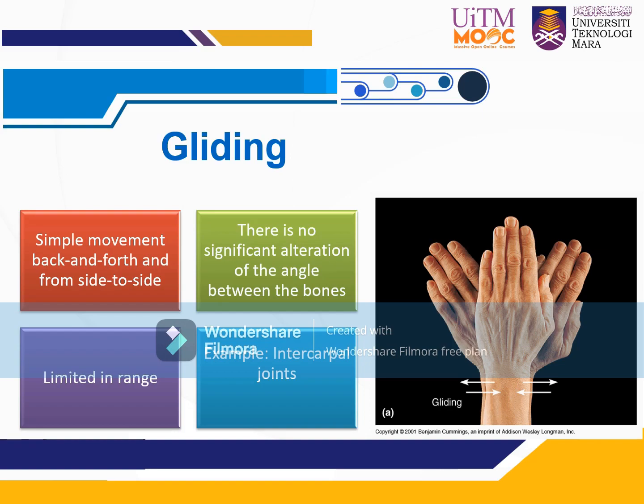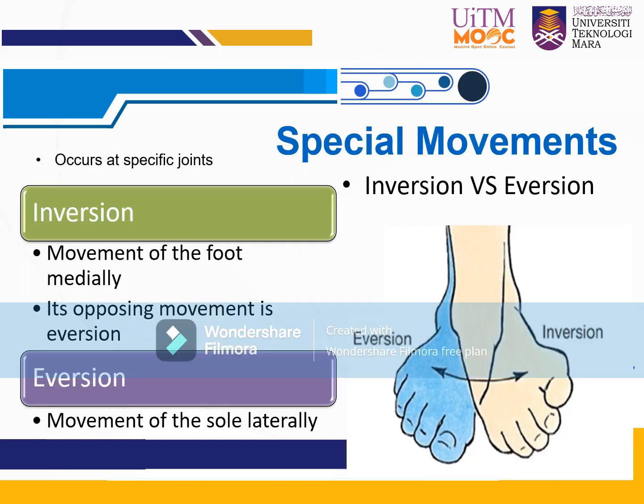For example, intercarpal joints. The last types of movements at synovial joints are special movements, which occur at specific joints. There are a few movements under this category, such as inversion and eversion, dorsiflexion and plantar flexion, opposition and reposition, protraction and retraction, and elevation and depression. Inversion is a movement of the foot medially, while eversion is movement of the sole laterally. The direction of the movements is in the opposite way.